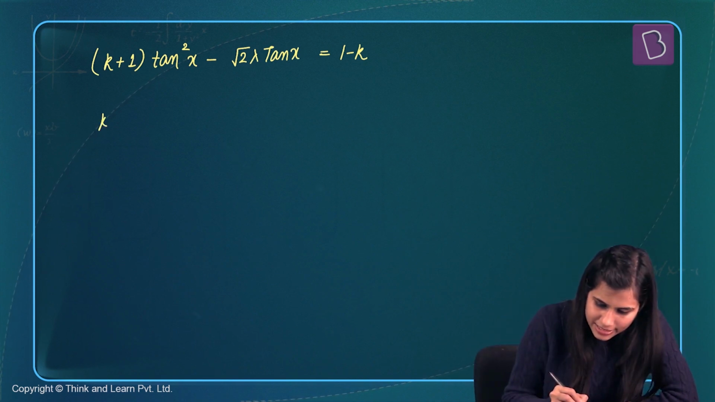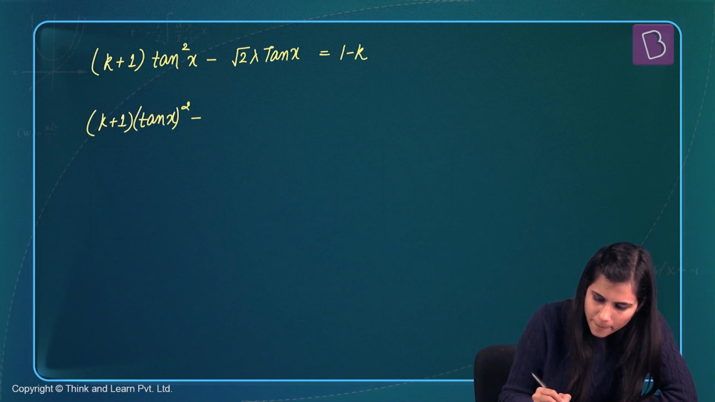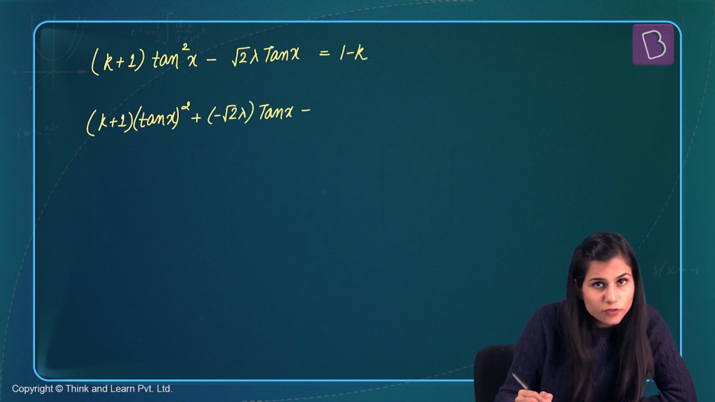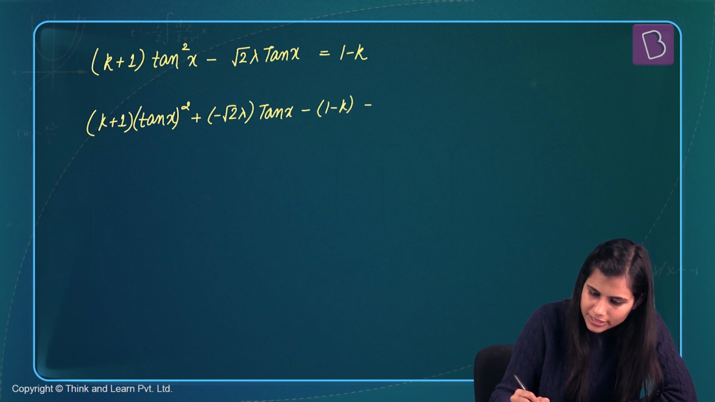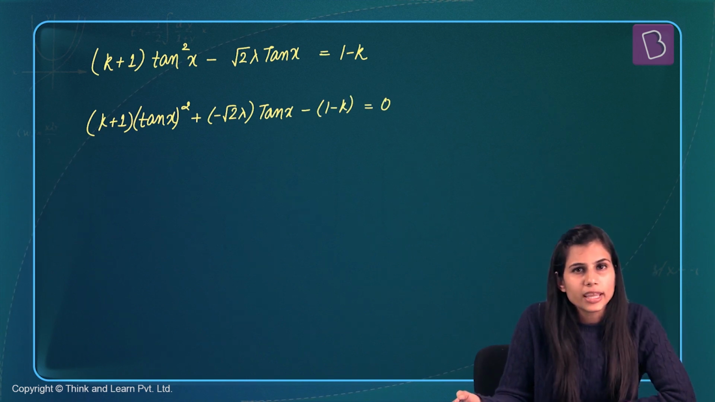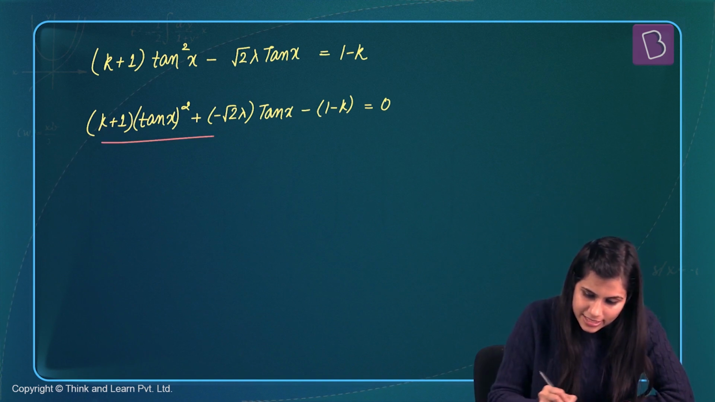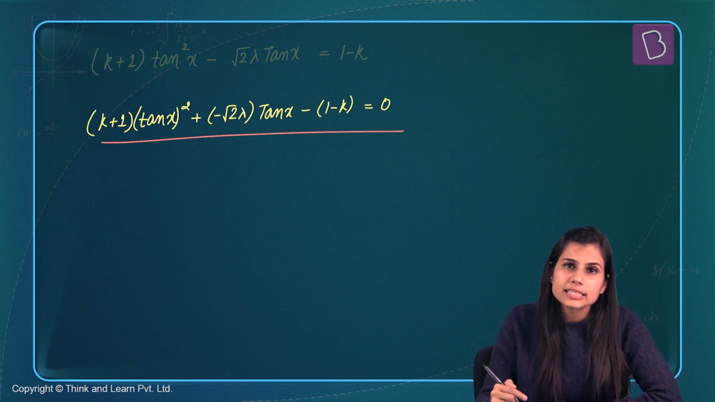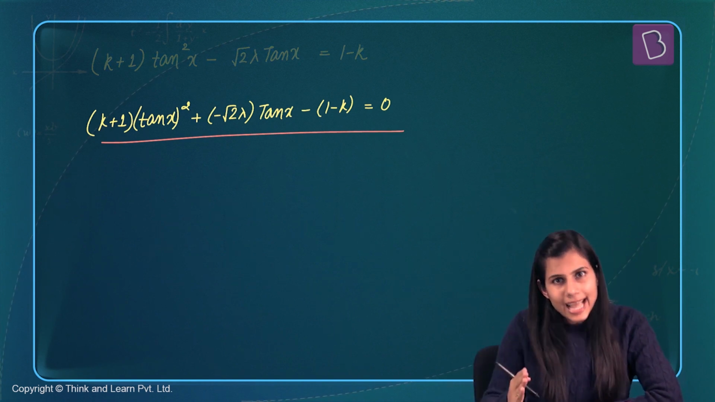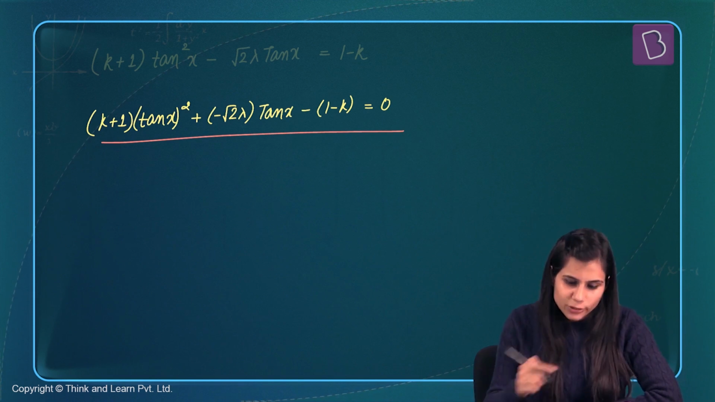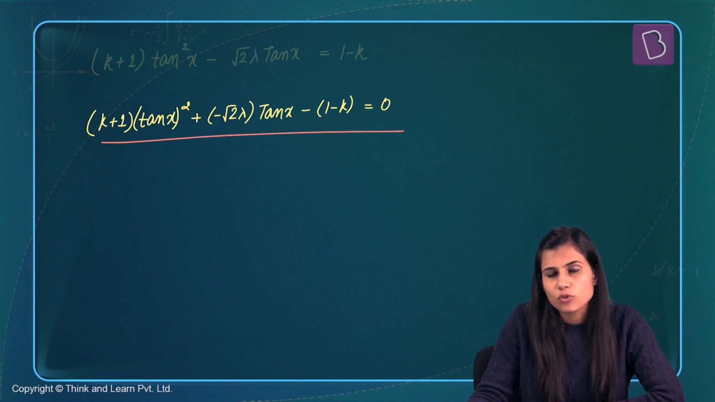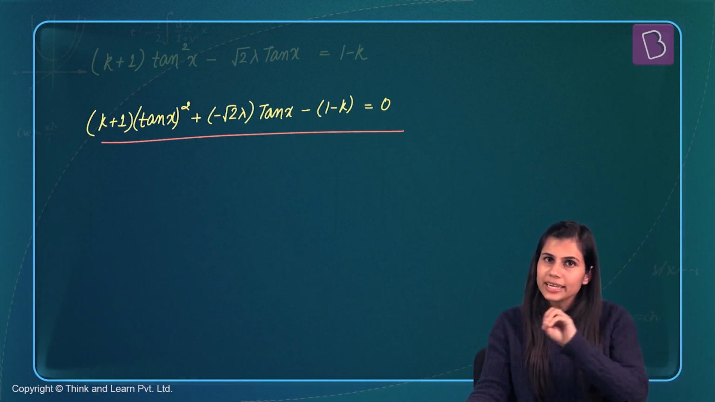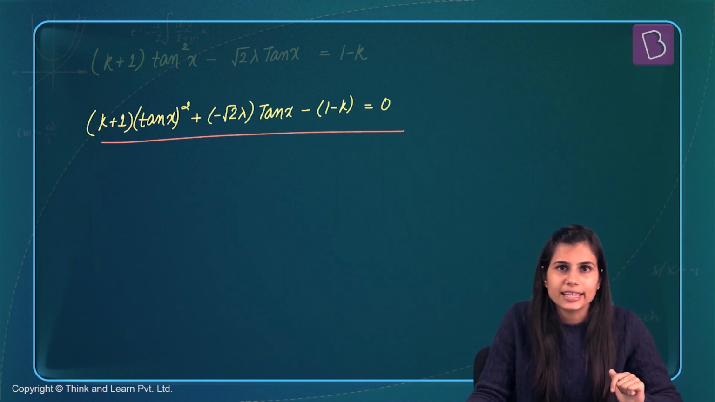I can write this as (k+1)(tan x)² ± √2 λ tan x − (1−k) = 0. The moment I understand that this is a quadratic equation in tan x, with alpha and beta being its roots, it means tan alpha and tan beta are the values satisfying this entire quadratic equation. So I have tan alpha and tan beta to be the roots of this quadratic equation.